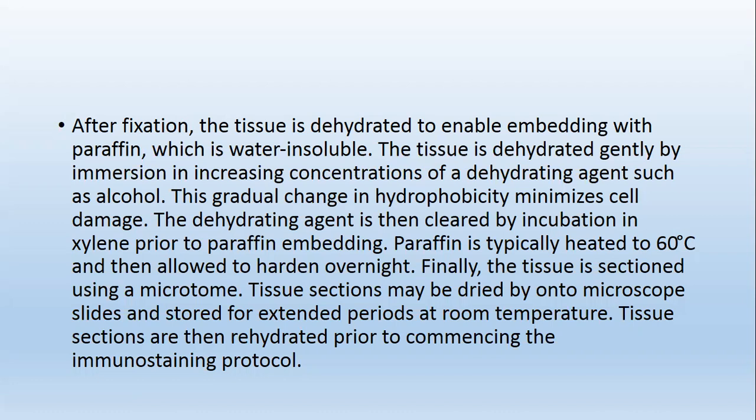Paraffin is typically heated to 60 degrees and then allowed to harden overnight. Finally, the tissue is sectioned using a microtome. Tissue sections may be dried onto microscope slides and stored for extended periods at room temperature. Tissue sections are then rehydrated prior to commencing the immunostaining protocol.